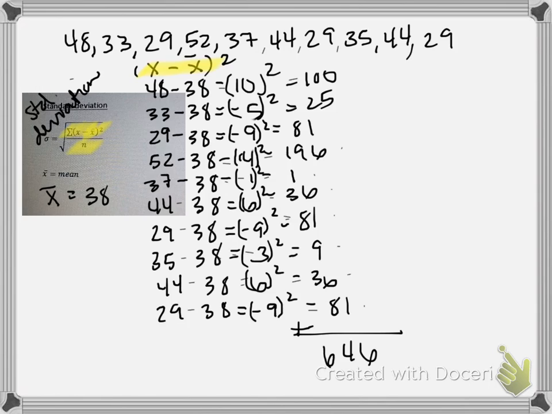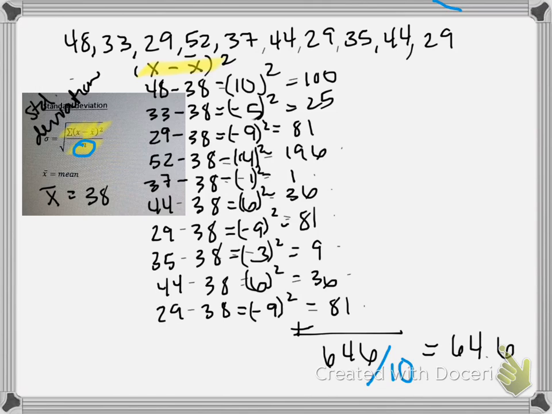Alright, so I got 646. The next thing I'm going to do is take that 646 and divide by the number of numbers in my data set. So I'm going to divide by this n here. So I'm going to take 646 and divide by n. Let's see what that looks like. n in my case is 10. When I do this, I get 64.6.